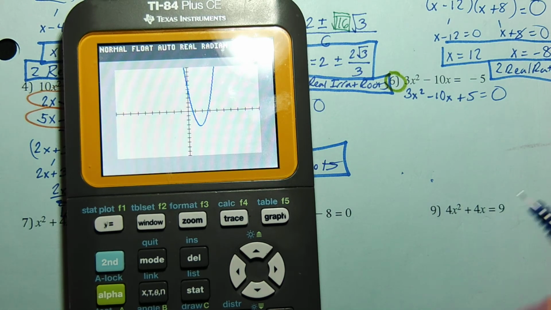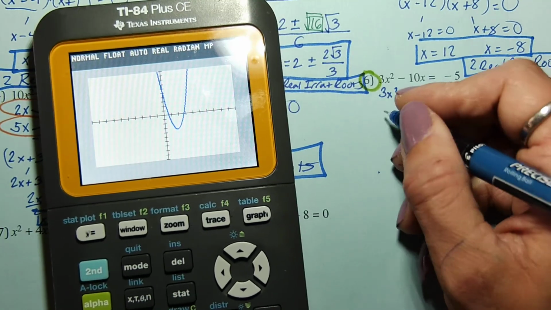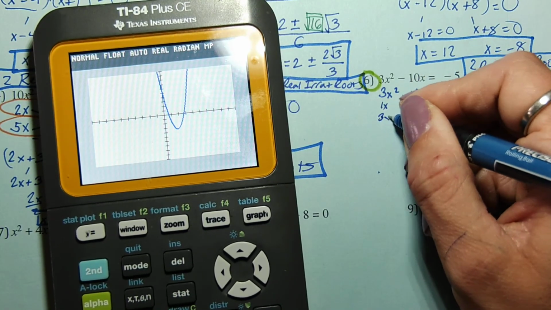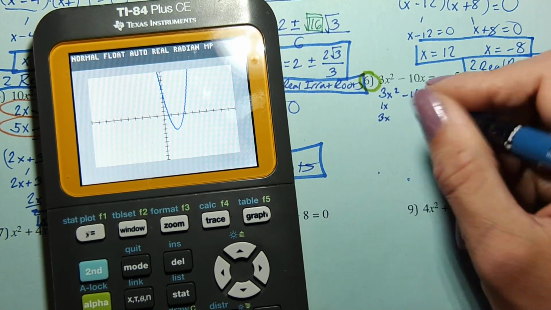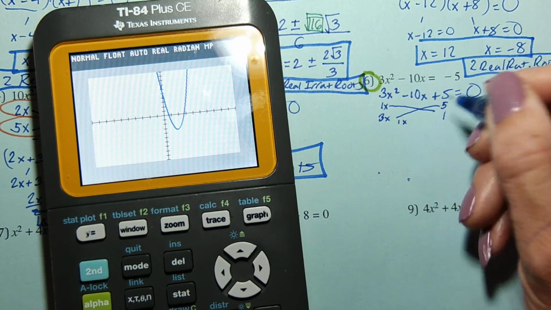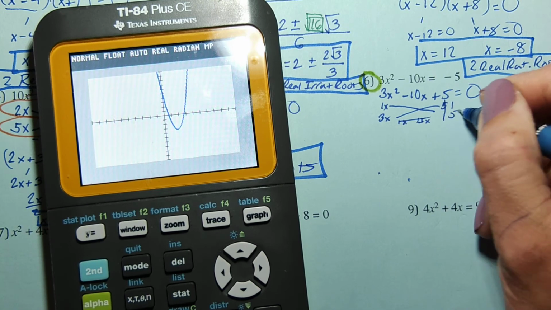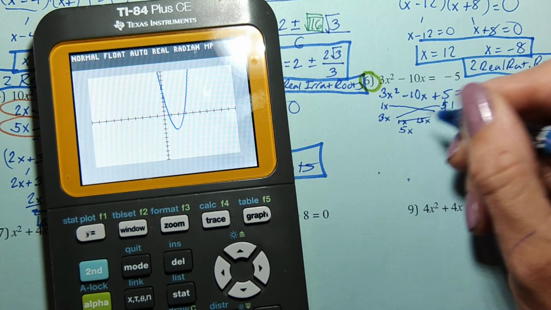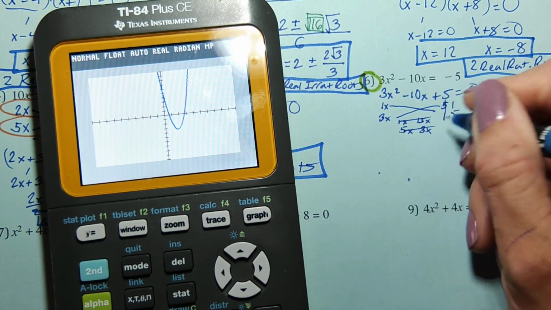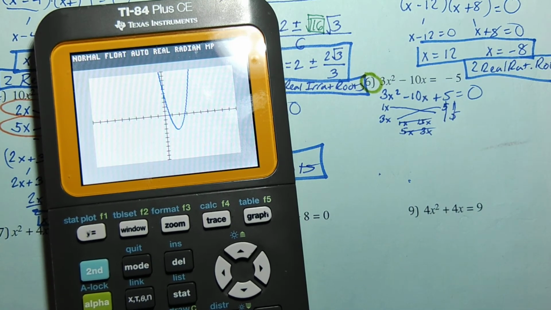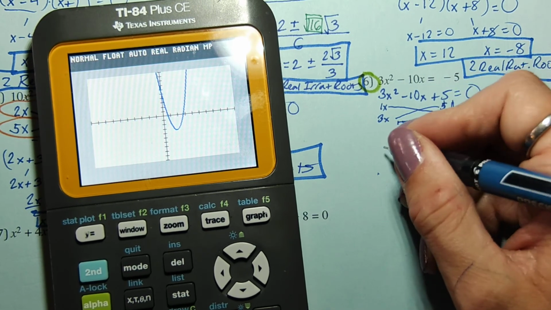But how many options would we have if we wanted to try to factor it? 1x and 3x, 5 and 1, that gives me 1x, that gives me 15x. That's not going to work. We try 1 and 5, 5x and 3x, that's not going to work either. So if you want to try factoring first, just because it can be kind of awful doing the quadratic formula when the roots are rational, it's not a bad idea to start there. So now that didn't work, so quadratic formula time.